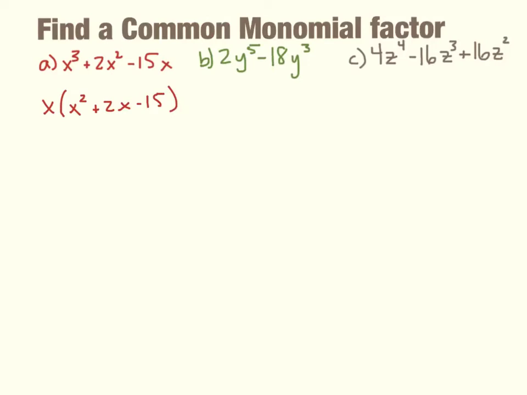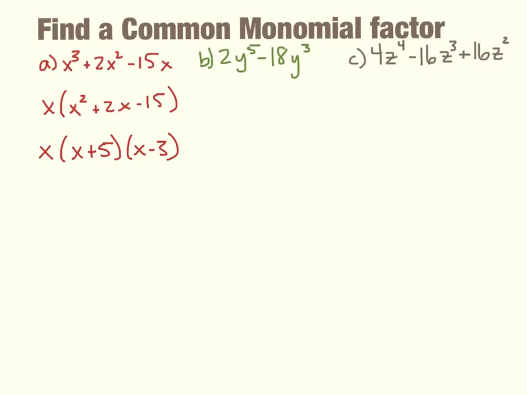Okay. And now I can check, can I factor this? Are there two numbers that multiply to negative 15 and add to 2? 5 and 3. Yeah, so 5 and 3. So x plus 5 times x minus 3. Now I've completely factored it.